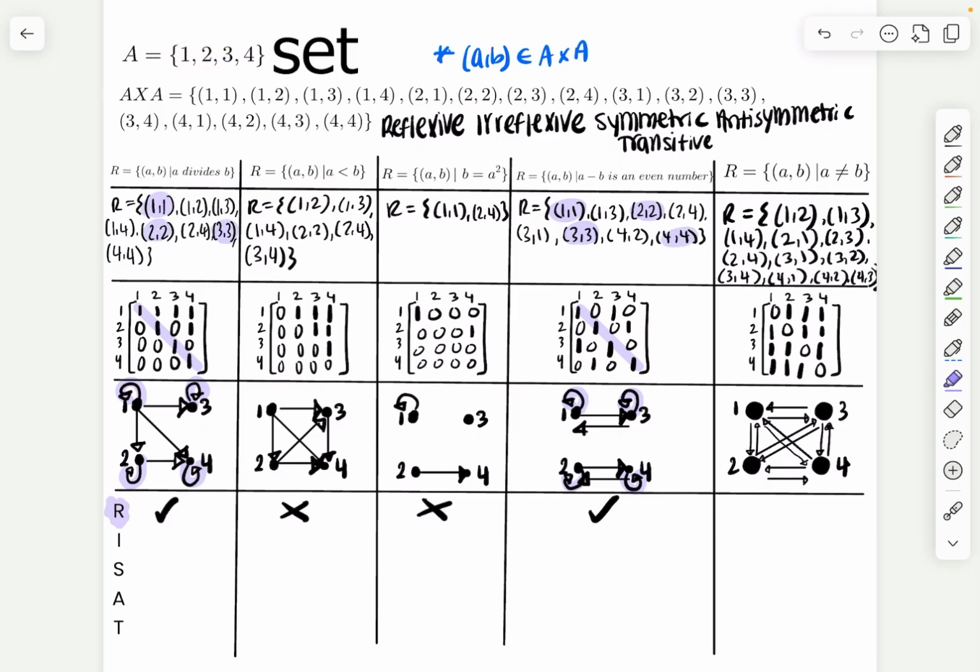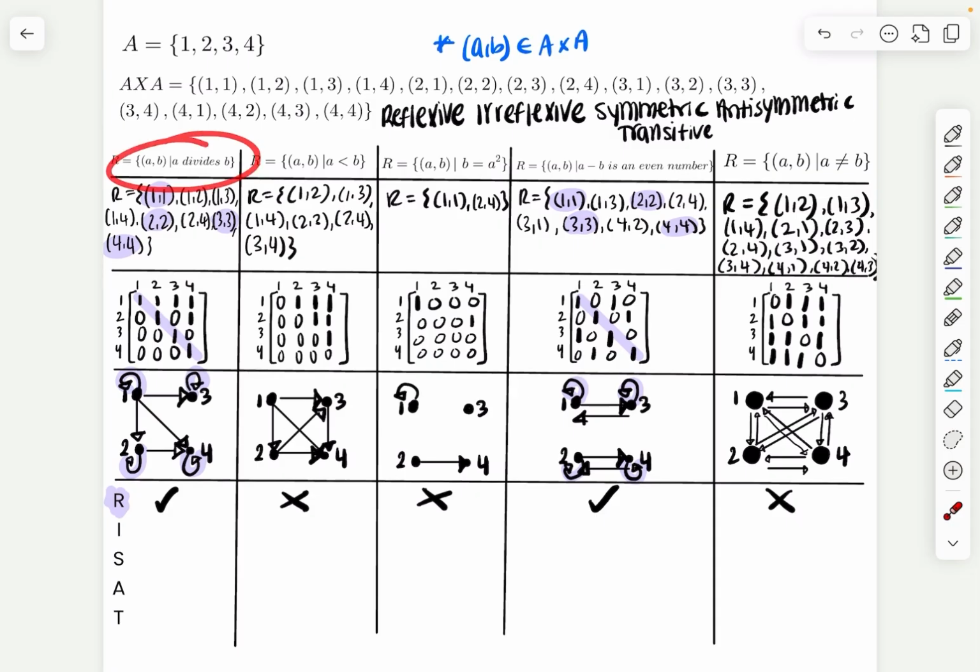Let me highlight these as well. Is this relation reflexive? Well, I don't see ones in the main diagonal, so no. I don't see loops in every single dot, so no. I don't see all of the twins that I need to in roster notation, so no. Is this relation irreflexive? Irreflexive means that you have all zeros in the main diagonal. We don't, so this is not irreflexive.